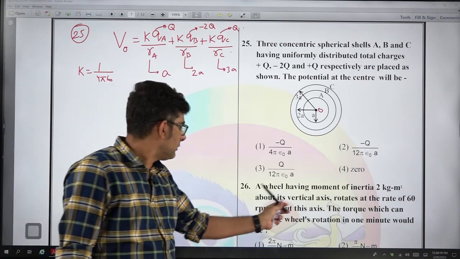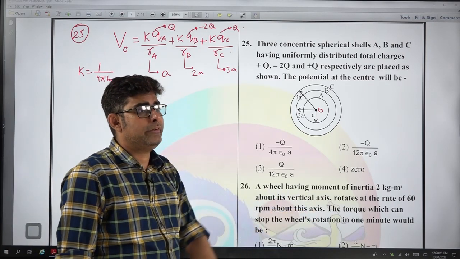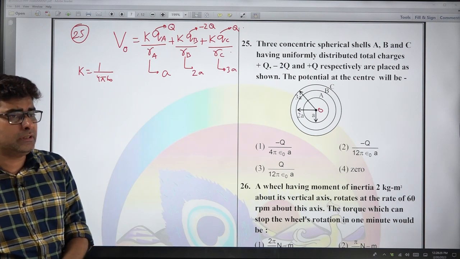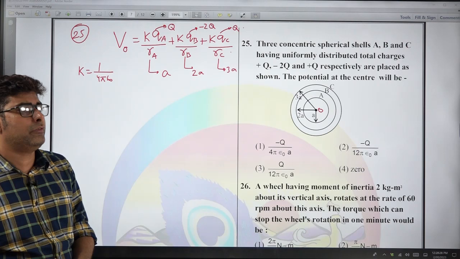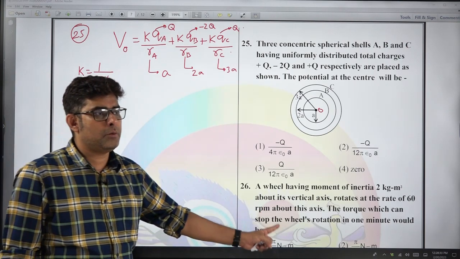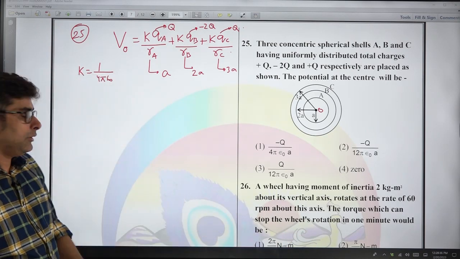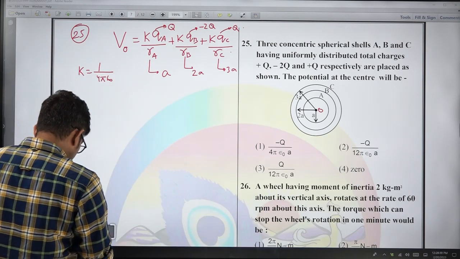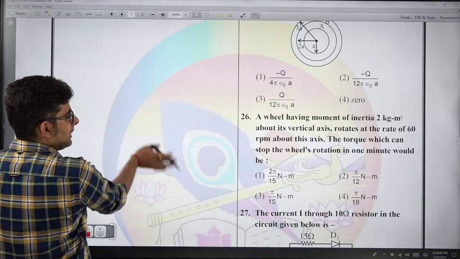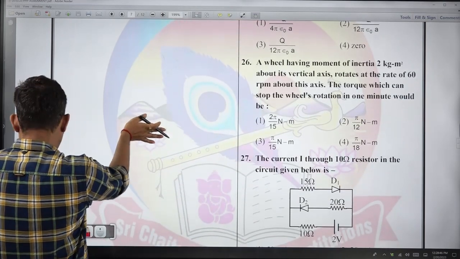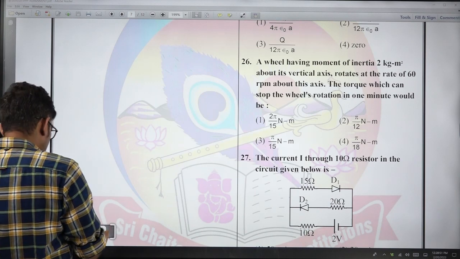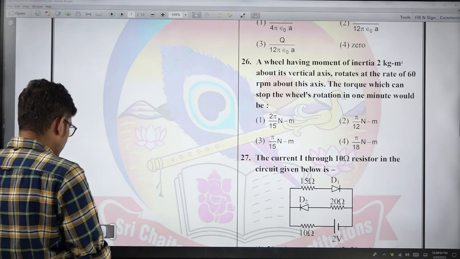You can solve that. The 26th one is a wheel having moment of inertia 2 kg meter square about its vertical axis, rotating at a rate of 60 rpm about its axis. Okay, it is rotating, it has omega. The torque which will stop the wheel's rotation in 1 minute would be. Now how to find the torque which will stop it? For that we should remember torque is equal to change in angular momentum per unit time.